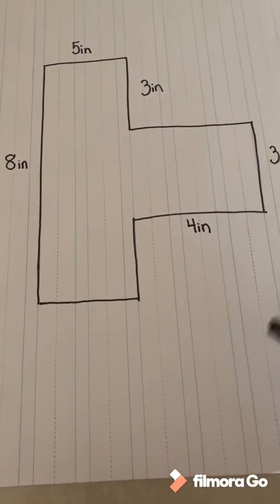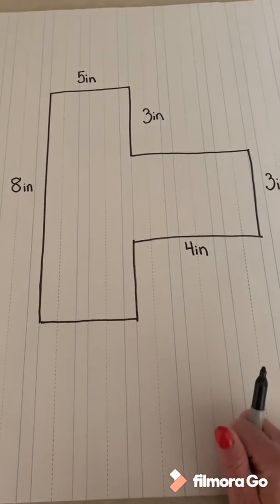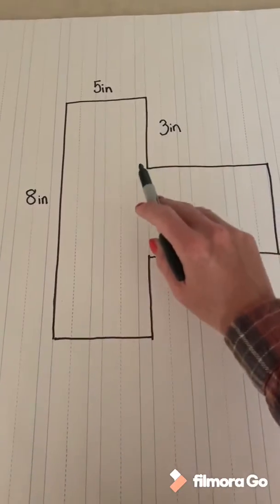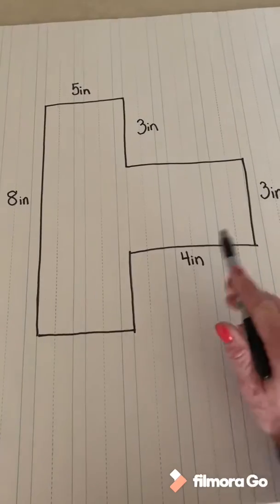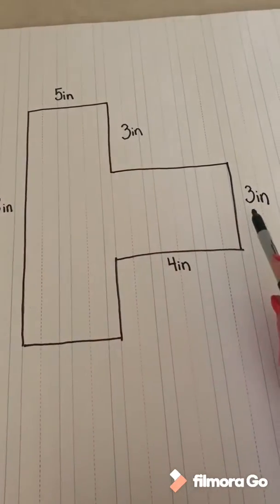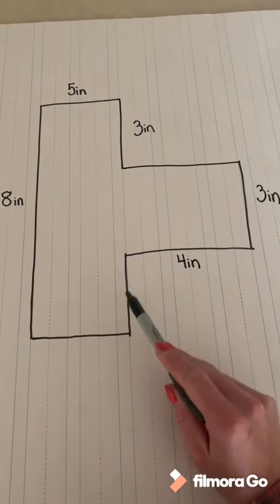All right, so this morning I'm going to talk to you a little bit about these irregular polygons. It's a polygon because it has multiple sides, as you can see, and we have some measurements for some of those sides. We also have some sides that are missing measurements.